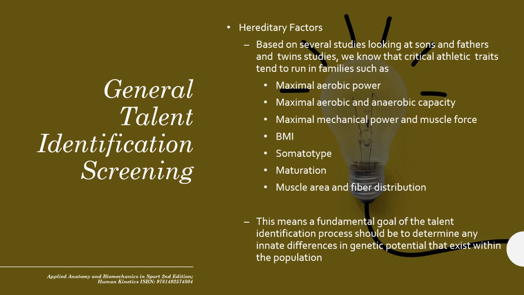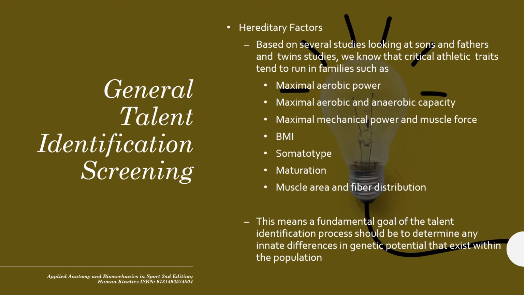So now that we've kind of talked about the process and what needs to be involved, let's kind of zoom in a little bit on general talent identification screenings. So the first thing you want to consider when you're doing a general talent identification screening are any hereditary factors that could play into this particular individual's ability to perform. So we know genetics is going to play a fairly decent role in someone's talent. And we know this based off of several studies that have been done that did a comparison of sons and fathers and then also looking at twins.